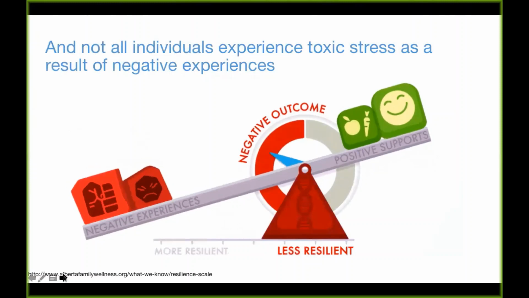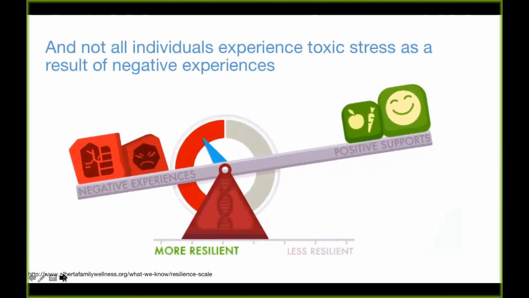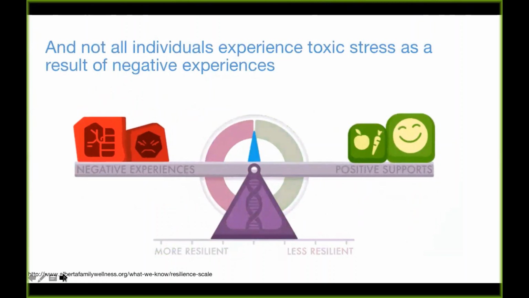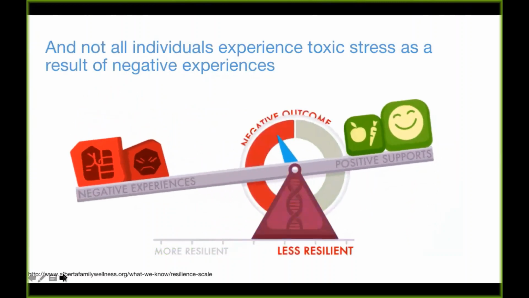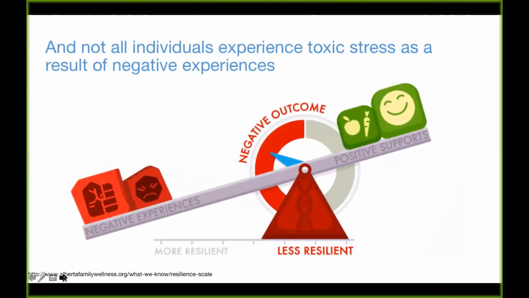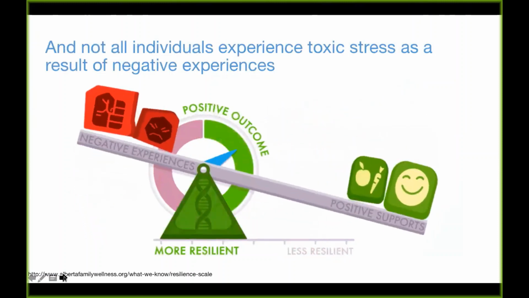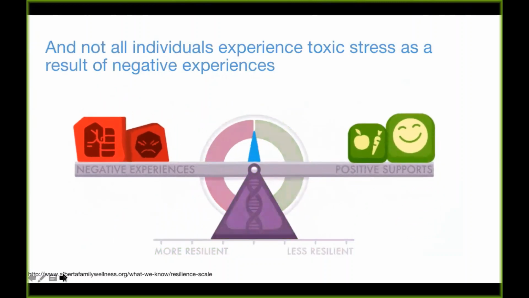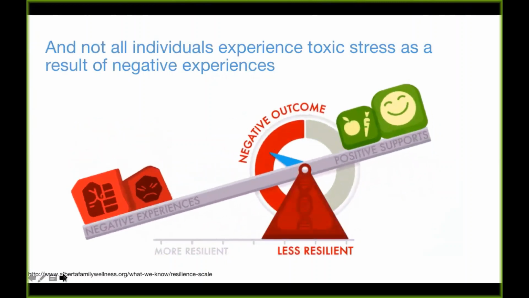But ACEs aren't the full story when it comes to determining a child's risk for developing toxic stress. So this scale is borrowed from the Alberta Family Wellness Initiative, and it provides a good way to explain why this is. So think of the scale as weighing the things, both good and bad, that may affect a person's health. The positive things are called protective factors, things like an attentive caregiver, other things that help create a safe and stable foundation to promote health.